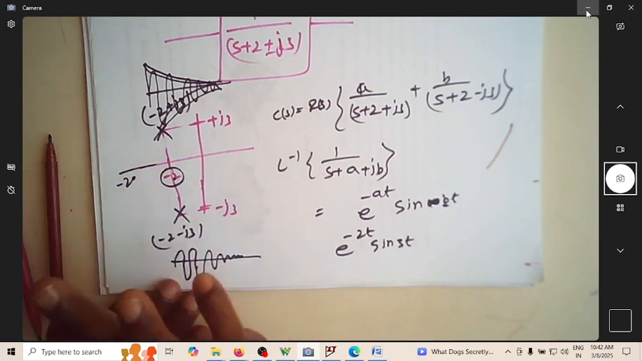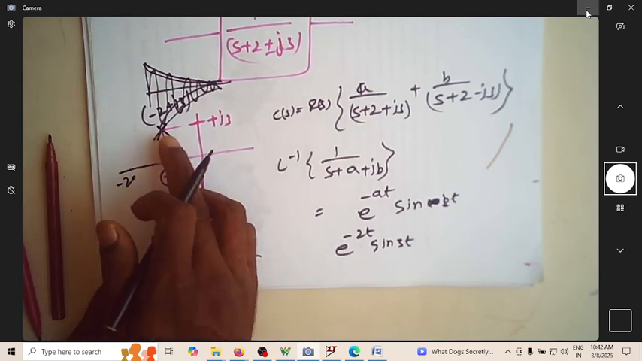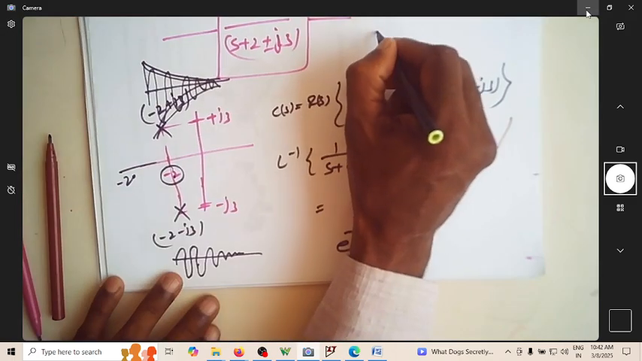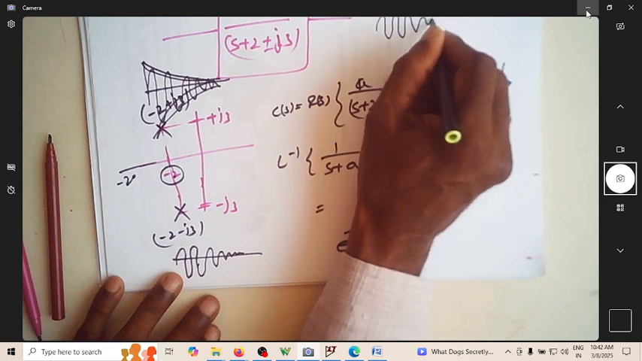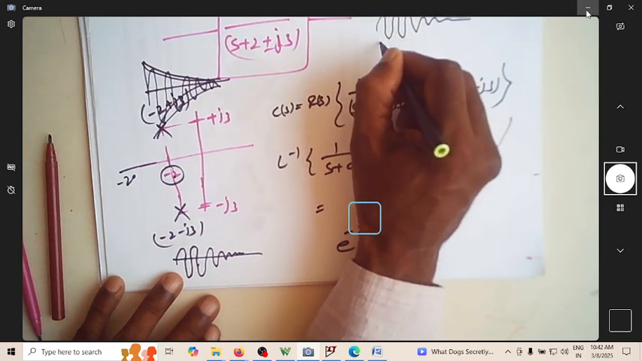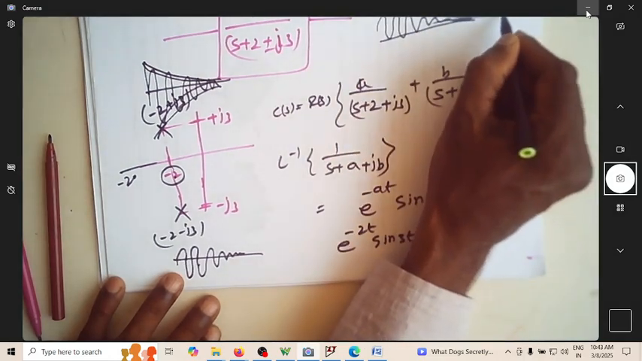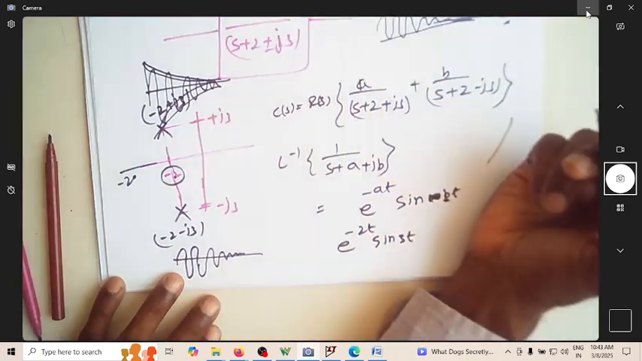So now what does this mean to say? Since the poles are there onto the left hand side, you have an oscillatory response, but it is decaying. Is it bounded? Yes, it is bounded, because as t tends to infinity, this magnitude becomes 0.